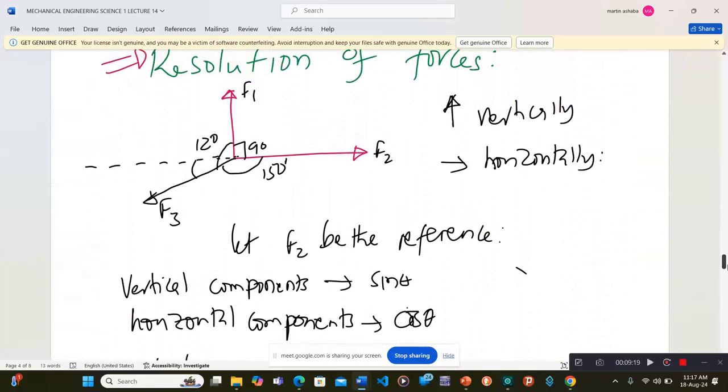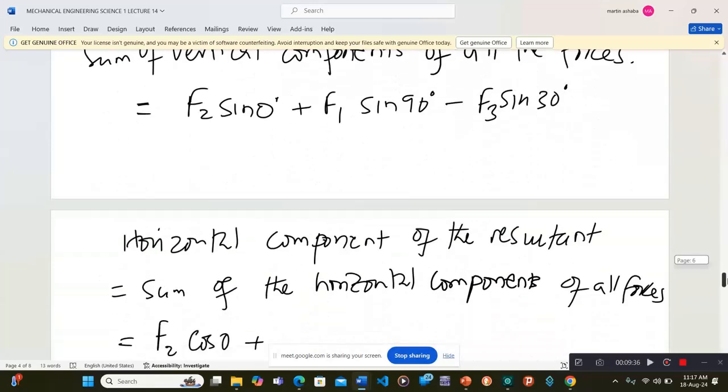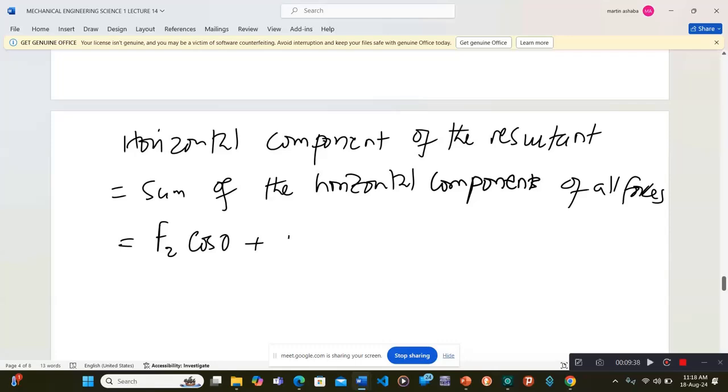Now what is F1? F1 is vertically upwards because it makes an angle of 90 degrees with the horizontal. So that means it also doesn't have a horizontal component. And how we are going to take it, we will see that will be F1 cos 90, because cos 90 is equal to 0, and we will kill the F1. So it will not be there when you are calculating.